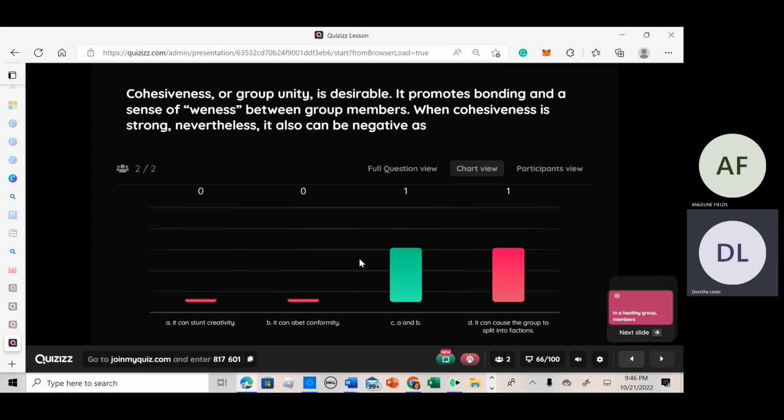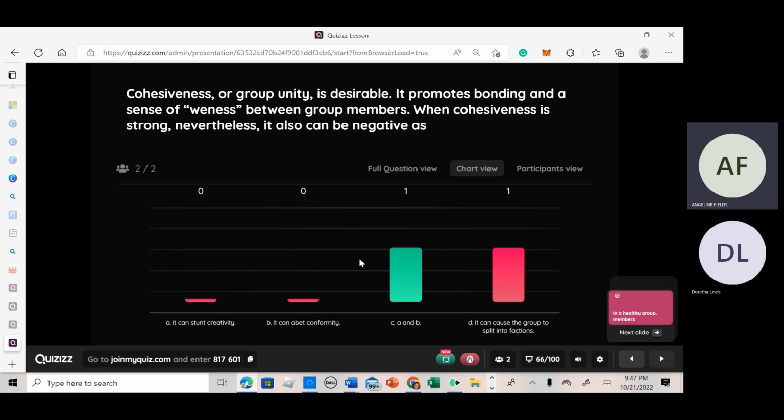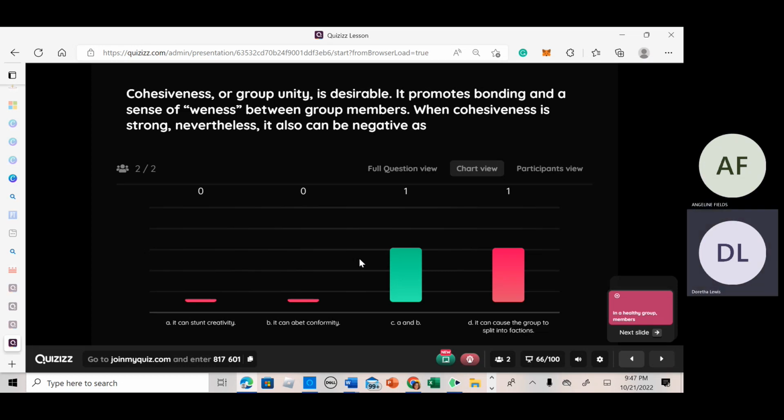And with the conformity, yes, you can have conformity, but you can also have a place of stuckness within the group. When that happens, there's no way the group can move forward to the next step to reach the goal, because they're comfortable and they're stuck in that place. Gotcha. So D will fall under A and B. Okay.